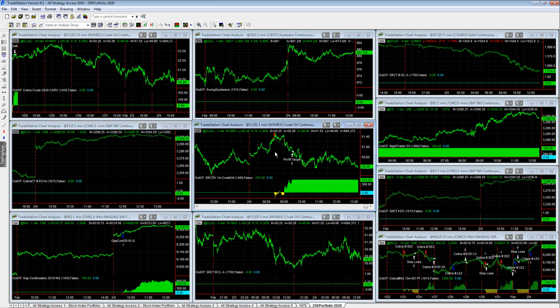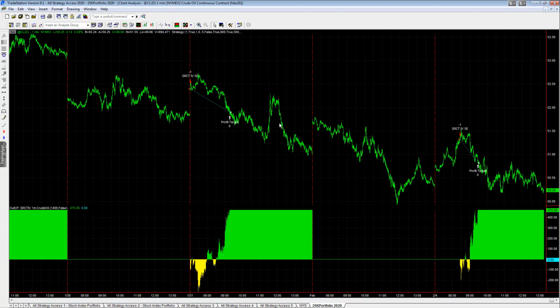SR counter trend for crude oil is similar to SR counter trend. All these SR counter trends are similar. When the trend is strong, we buy the dips. When the trend is weak, we short the rallies. You see crude oil is weak, we short those rallies.